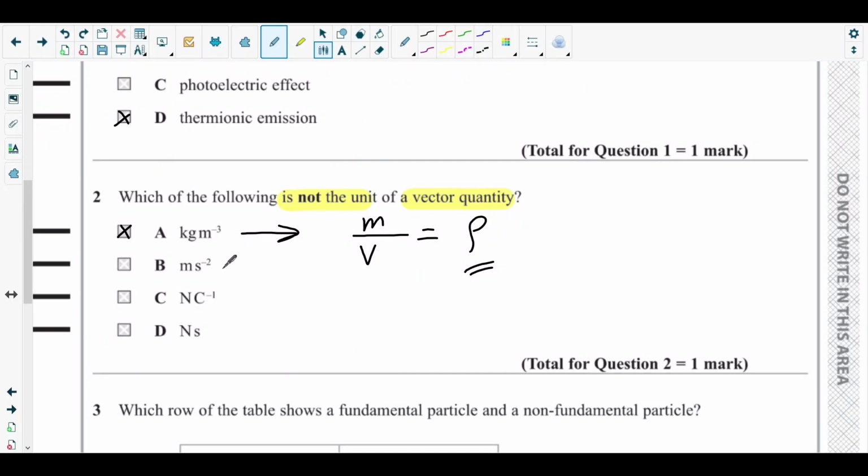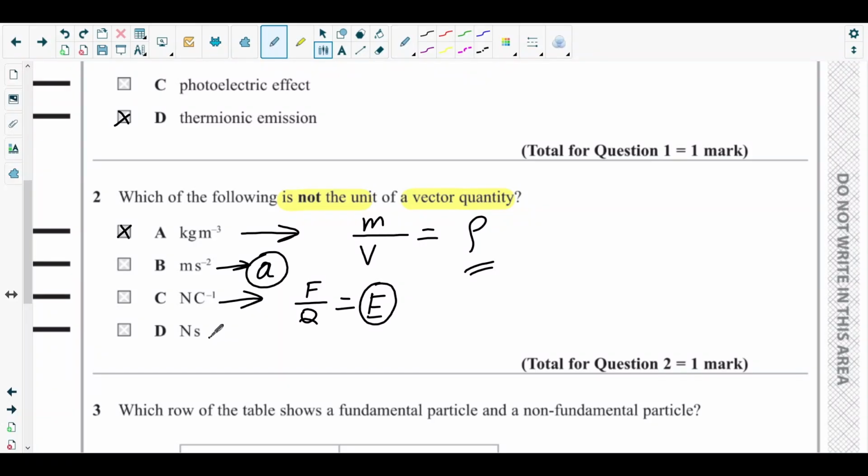Let's have a look. Meter per second squared corresponds to acceleration. Acceleration is a vector quantity, we know that it requires direction. Newton per coulomb, what is it? It is electric field strength. Newton is force, so force per coulomb corresponds to electric field strength. And electric field strength is a vector quantity, because it can be positive or negative depending on the type of the charge. So definitely C is not the answer.